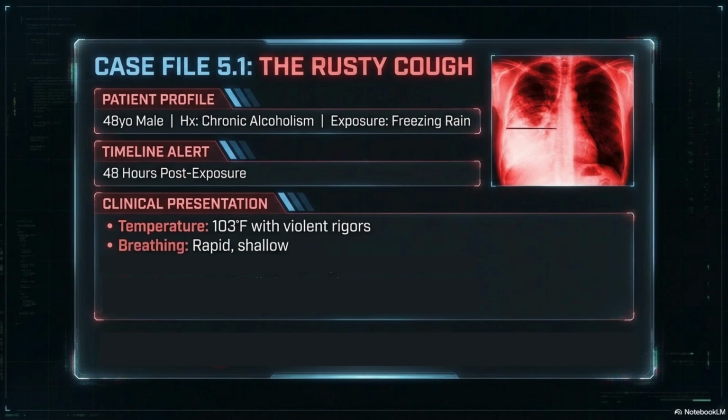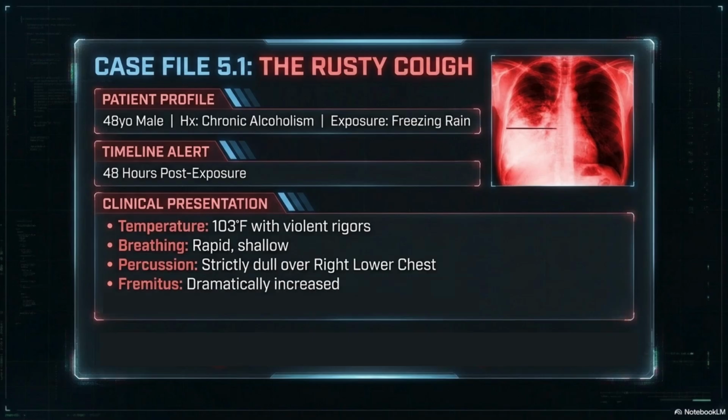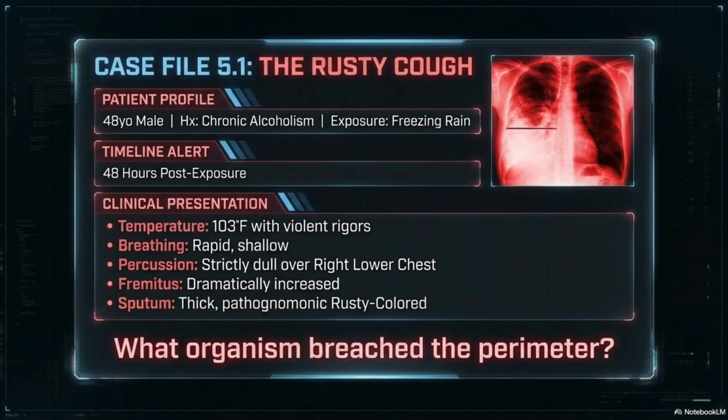His breathing is rapid and shallow. On exam, his percussion is strictly dull over the right lower chest and his fremitus is dramatically increased. Crucially, his sputum is thick and pathognomonic rusty colored. Keep this question in mind. What organism breached the perimeter?